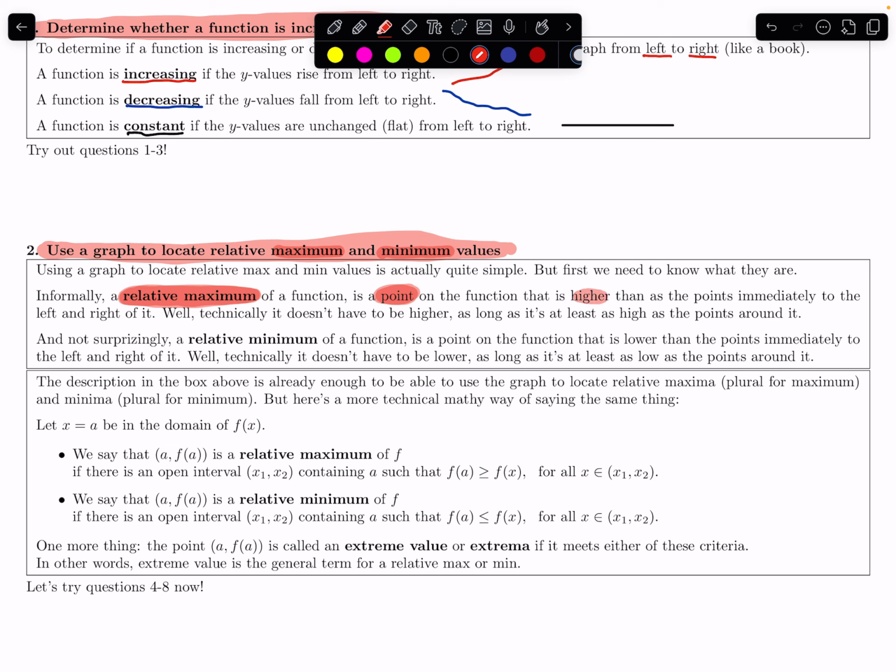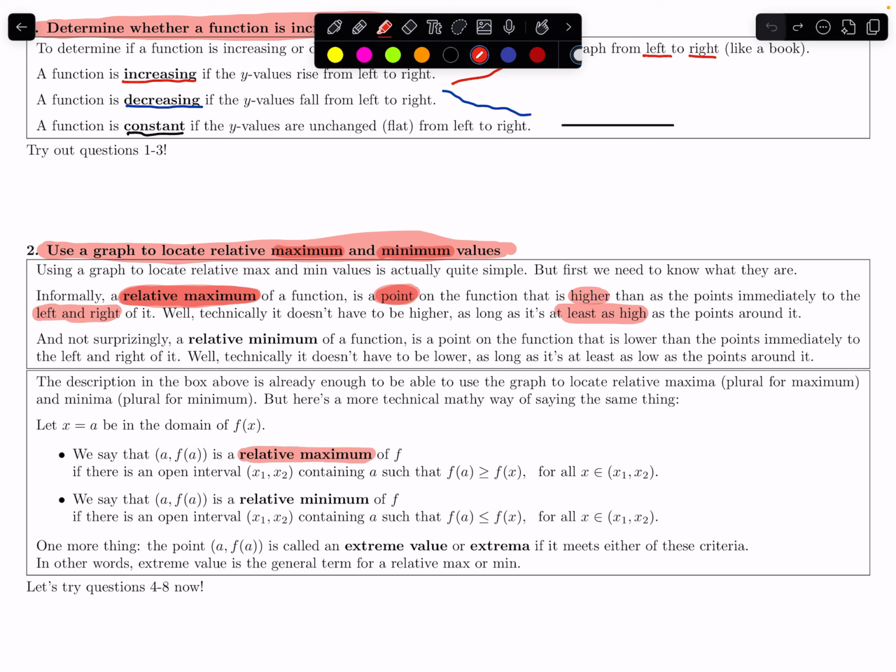It's a point on the function that's higher than the points immediately to the left and right of it. So it's higher than points to the left and right, and that's how I think about it. But technically speaking, it doesn't actually have to be higher as long as it's at least as high. So if you look at the formal definition down here, let's relate what we just read to the formal one. So it says a relative maximum.